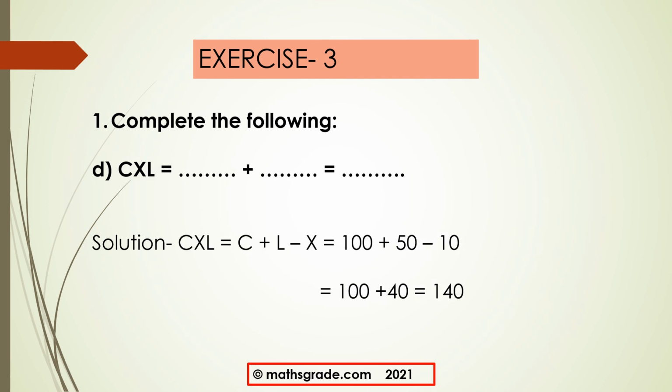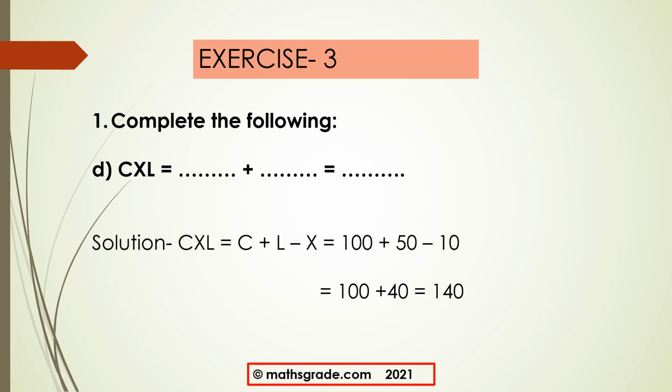Now solve question number 4, part D: CXL. Here the value of the Roman numeral C is 100, X is 10 and L is 50. CX is arranged in descending order, C plus X. But here the Roman numeral L is also present, and L is 50. 50 is written to the right side of the smaller value X.